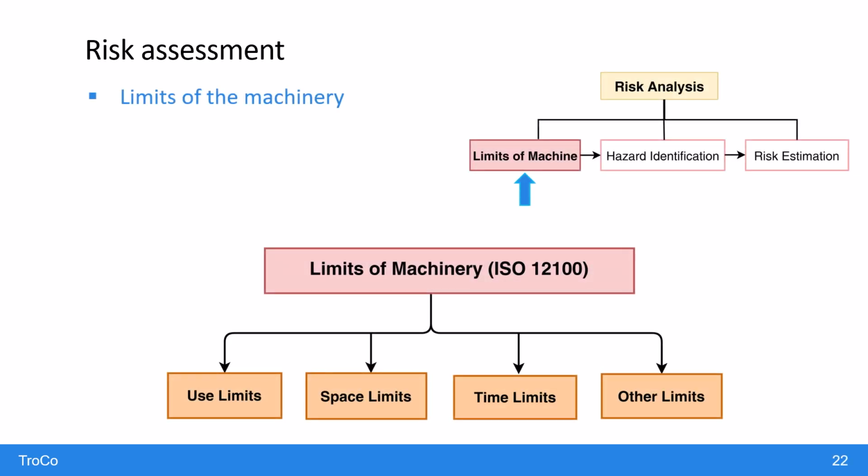Now, we discuss the first step of the risk assessment process, the limits of the machinery. The limits of the machinery serve as the foundational point for risk assessment, covering various aspects throughout the machinery's life cycle. These include use limits, incorporating the intended use and reasonably foreseeable misuse, space limits, time limits, and other specified limits. We'll go through these limits in the next slide quickly.